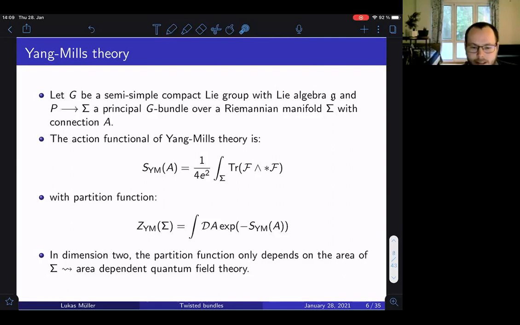And it turns out that this only depends on the area of the surface. So in general, this would depend on the whole Riemannian metric you fix on sigma, but in this case, it only depends on the area, which means it's nearly topological in the sense that it only depends on one parameter you can form out of the metric. And this allows you to axiomatically treat it similar to a topological field theory, and I will talk a bit about that in section 3 of my talk.